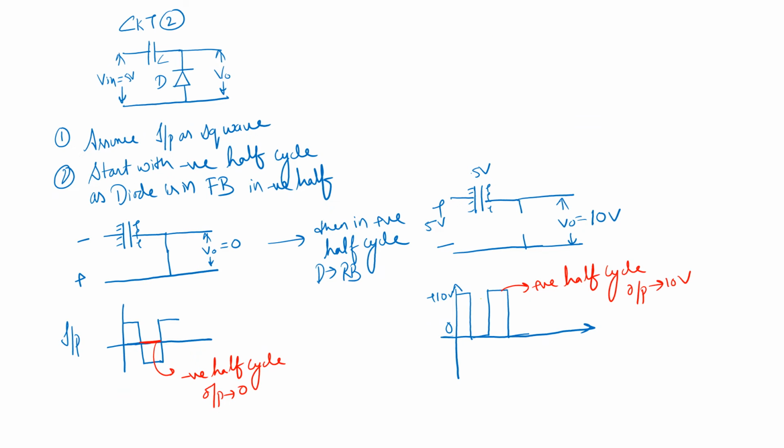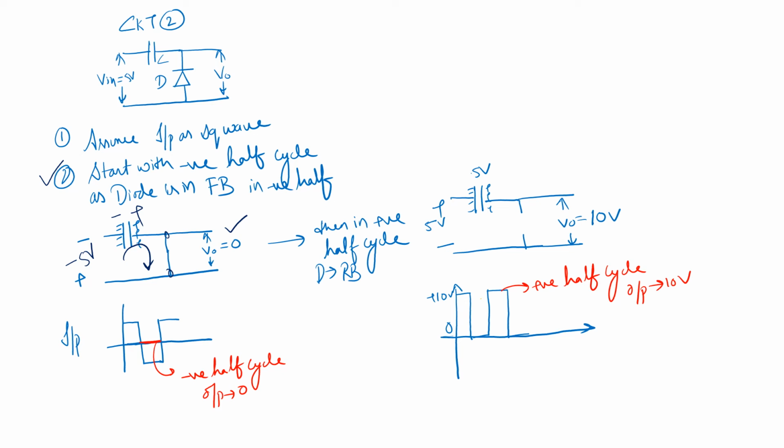So now circuit 2. In circuit 2 the diode will be in forward bias in negative half cycle. So according to step 2, we'll start with negative half cycle. So negative half cycle means negative 5 volt. The capacitor will again charge, the output is again 0, because the potential difference between these two points is 0. But the polarity of the capacitor is now reversed, it's now negative and positive. Previously it was positive and negative, like this.